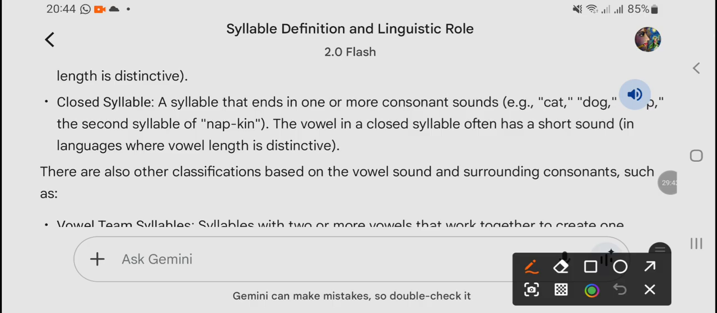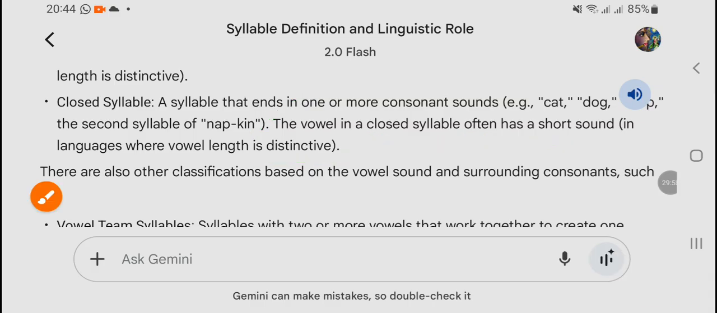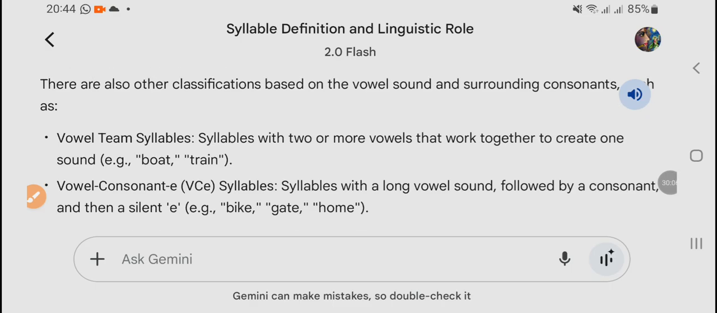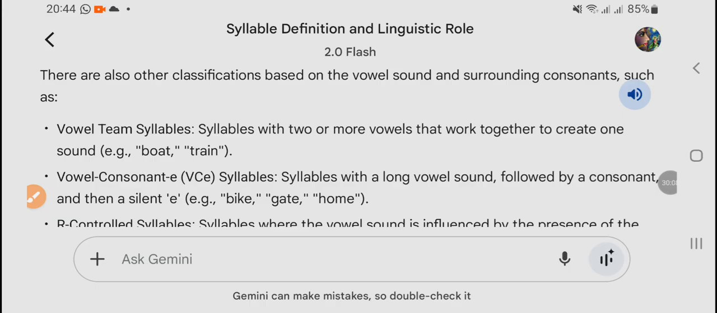So here they are talking the same. The vowel in a closed syllable often has a short sound. Length is short. However, that is distinctive but short sound. Okay.